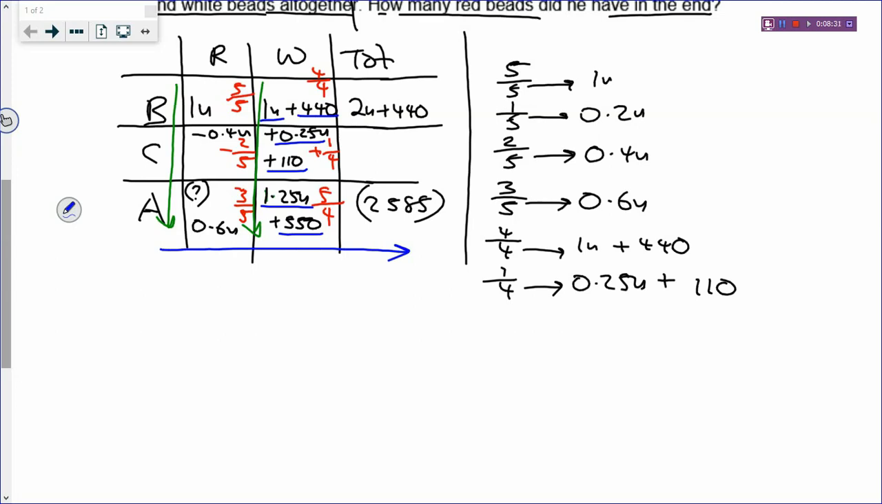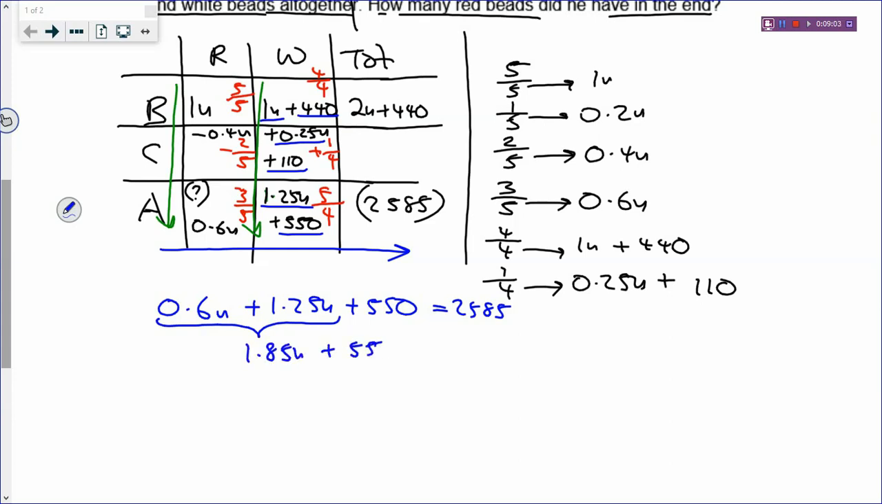So the rate has how many in the end? So you have 0.6 unit, which is the rate in the end, plus the white, which is 1.25 units, plus 550, and that gives you total, right? Total is 2585. All right, that's your total. Now what do you do? Don't worry, just add the units together. Using your calculator, 0.6 plus 1.25, you get 1.85 units plus 550, and that gives you the total. Okay, so you just do step by step, right?